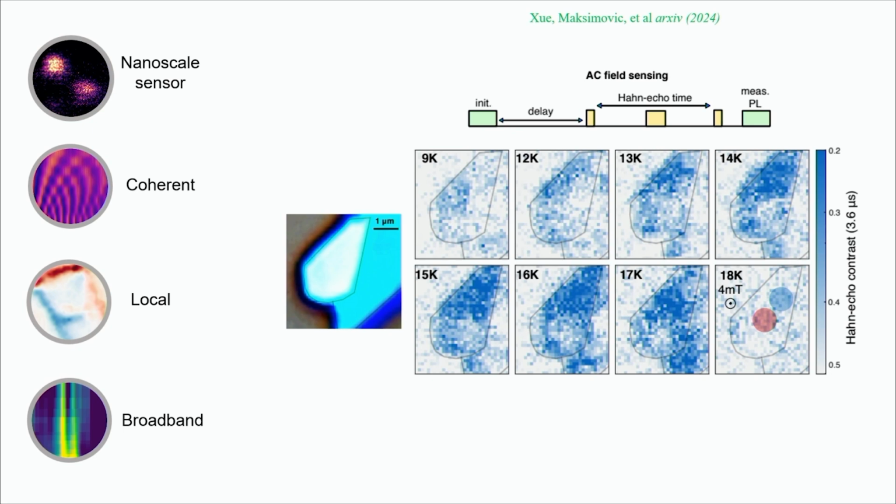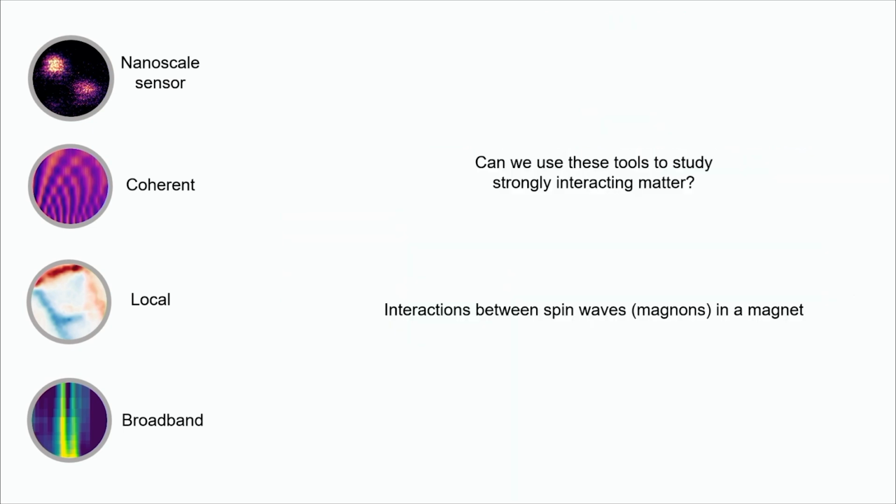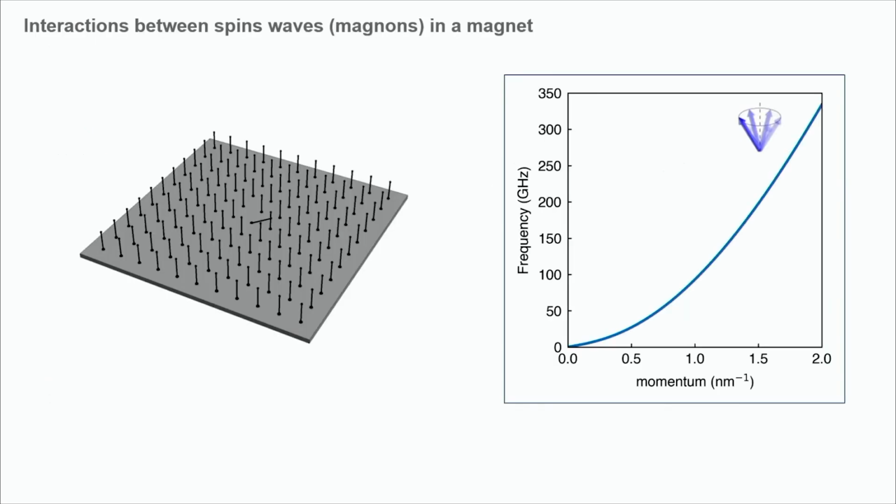Hopefully, you take something away from that and learn about NV centers a little bit. The question that I would like to approach in this talk is attempting to use these tools that the NV center provides in order to study strongly interacting states in the solid state, in 2D materials. In particular, I'm going to focus on this rather old problem, which is related to the interactions between spin waves in a magnet, in this case, a magnetic insulator. So we'll go through a little bit of the introduction there and then our main findings.